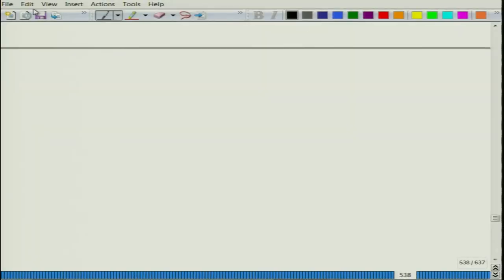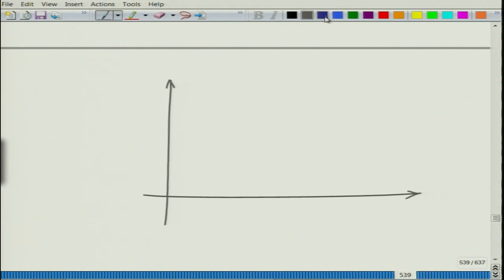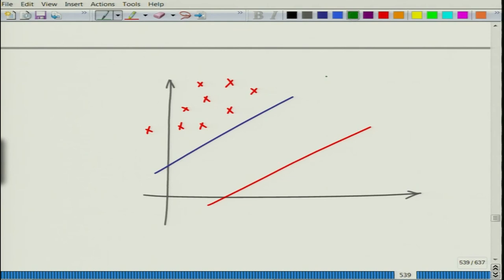So, essentially where we stand now is that you have these two sets of hyperplanes, and these two sets of points. One of these is basically the hyperplane, remember, A bar transpose X bar plus B equal to 1, and this is your A bar transpose X bar plus B equal to minus 1.